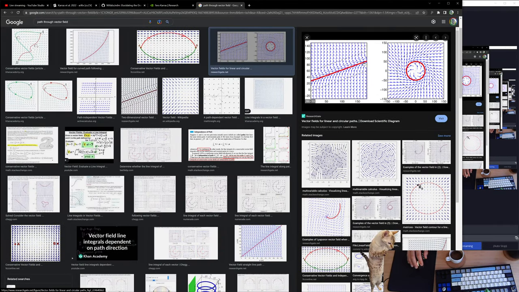So this is a path through a vector field. This is another path through a vector field.